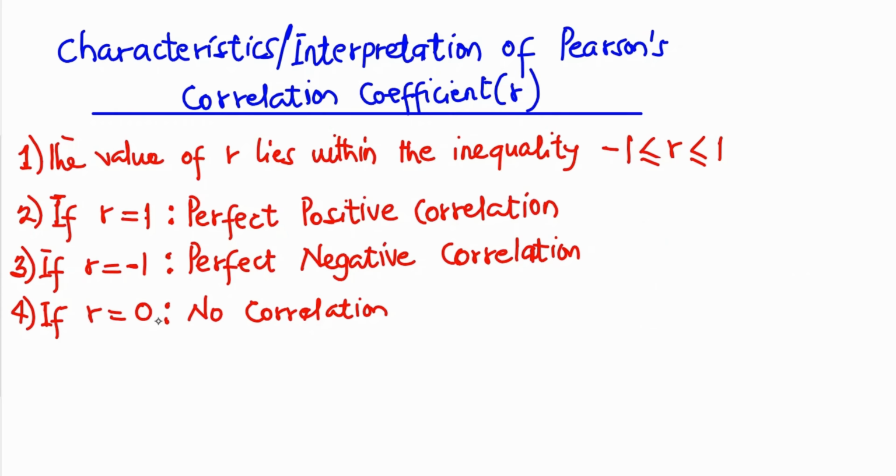And the fourth one: if R is exactly 0, then we term it no correlation. There is no linear correlation between the two data sets. If the value approaches 0, like 0.00002, we can see that this is approaching 0, and so we can term it no correlation, or if it is exactly 0, we can also term it no correlation. So that is the interpretation for any value of the Pearson correlation coefficient, provided it lies within the range of -1 to +1 inclusive.